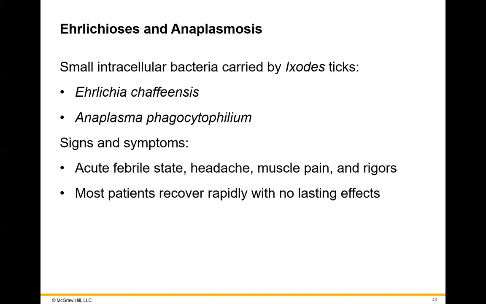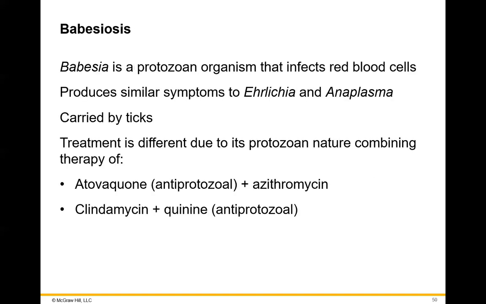Next is ehrlichiosis and anaplasmosis. These guys, Ehrlichia chaffeensis and Anaplasma phagocytophilum, are tick-borne diseases. We have both of these in the United States, and if you donate blood, they will actually test for this and ask you questions about it so that we don't transmit this in transfusions. You'll feel sick, with some muscle pain and rigors, so stiffening of the muscles. And you usually are going to recover from this just fine without any effects as long as you have a healthy immune system. That's how most of these are, if I'm being honest, okay?